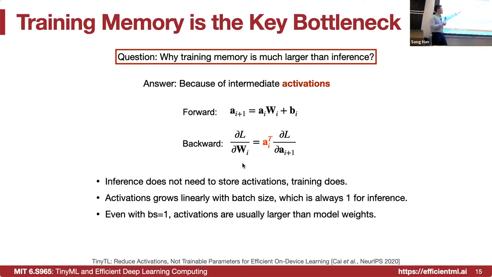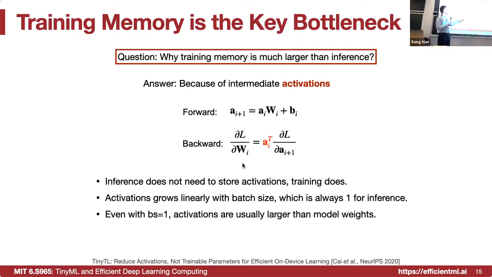Okay, so this is a recall of our equation given a simple linear layer, right? So the activation is basically the last layer's activation times the weight plus the bias, right? So in the backward phase, to calculate the gradient with respect to the weight, we actually need A transpose. So you have to store those activations in order to calculate the gradient with respect to the weight, right? So that's why we need to store those intermediate activations during backpropagation. So this is actually the bottleneck for training. Okay, so inference does not need to store any activation except the current layer, but training does.